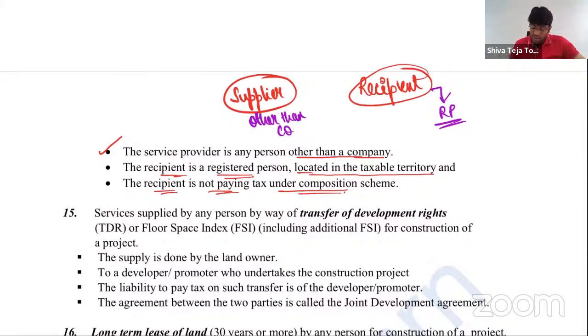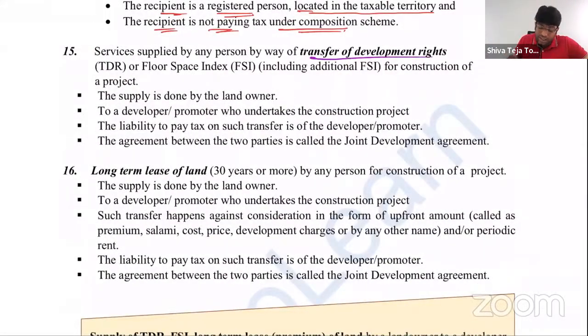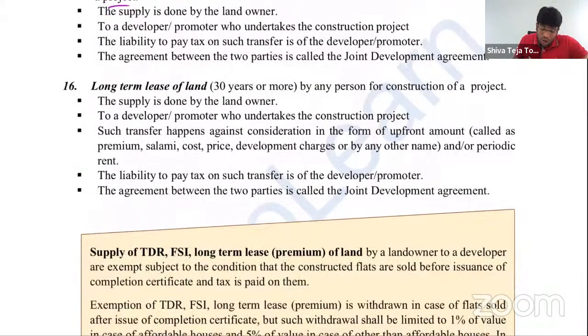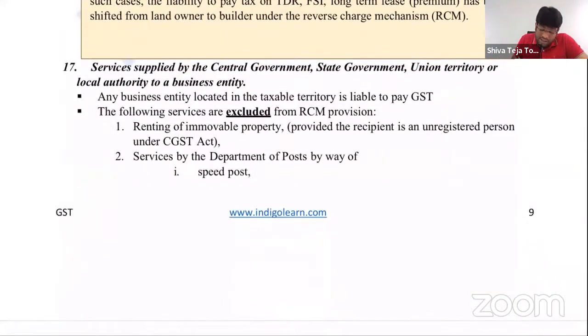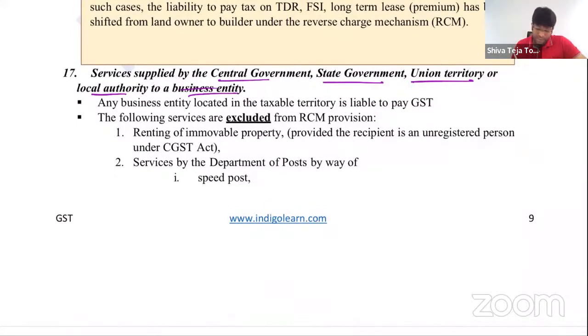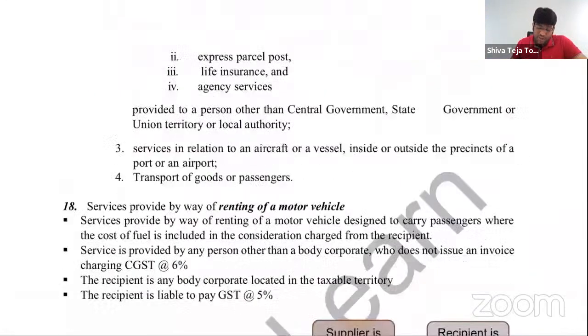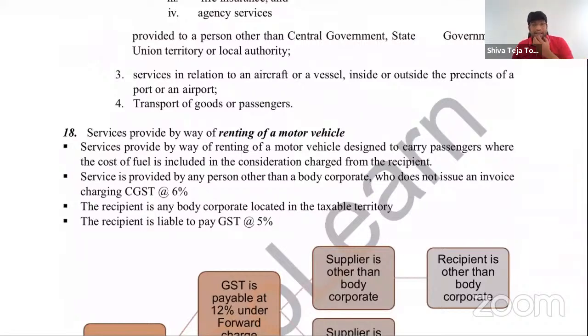Next point. Services supplied by way of transfer of development rights or floor space index for construction of a project. Then long-term lease of land. How many years is long-term? 30 years or more. So this transaction is also covered under RCM. Then services by central government, state government, union territory, local authority to a business entity. That is also covered under RCM, except renting of immovable property, provided the recipient is a registered person. Department of Post services by way of Speed Post, Express Parcel Post, Life Insurance and Agency Services, then services in relation to aircraft or vessel, transportation of goods and passengers. These transactions are not covered under RCM.